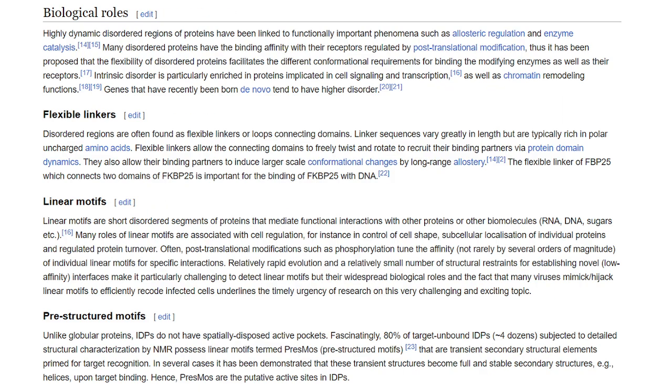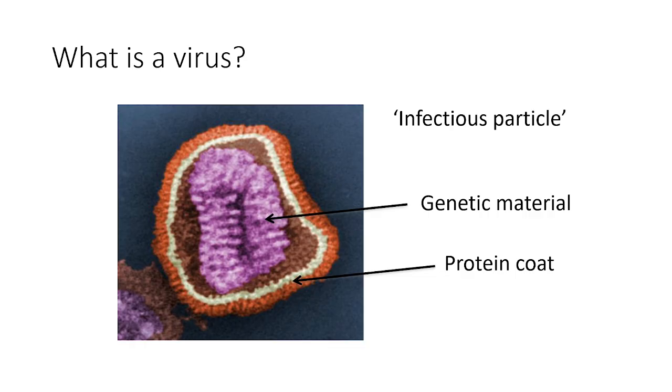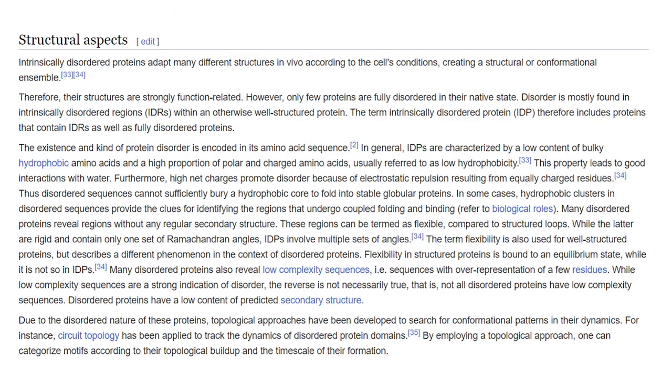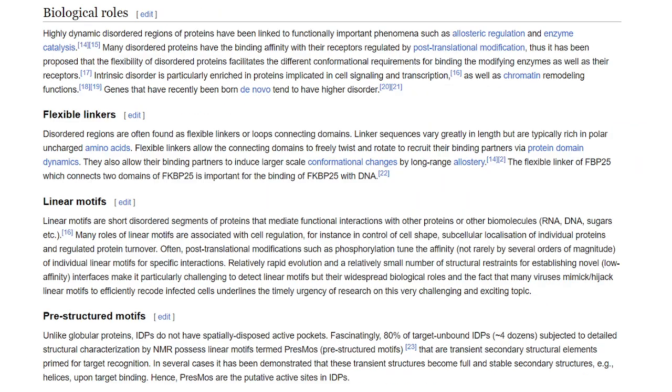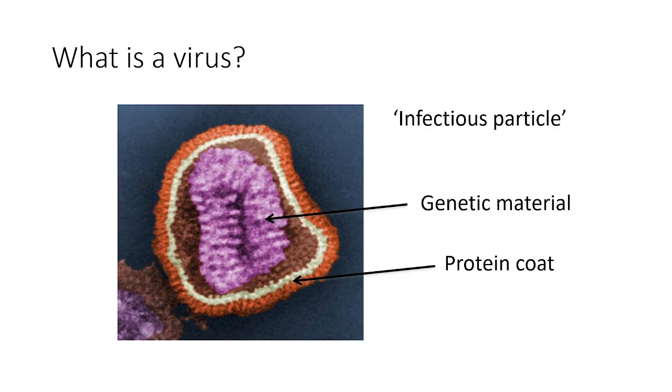So this is not what I will be going through. I will be directly going into viruses because last class we studied about this. This is mainly about a few motifs, but we have studied about the IDPs, so we need not worry about all of this.